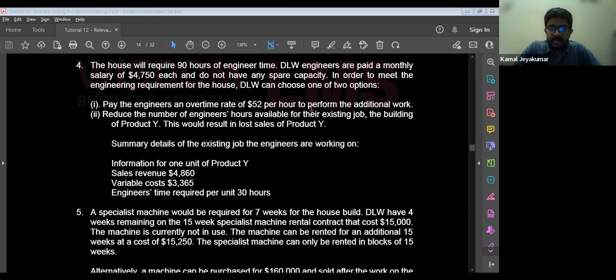If you have 2 options, which option will you choose? The one that costs more or the one that costs less? Obviously the one that costs less, right? So you have to calculate the relevant cost of the two options and then go with the lower cost option. So can you quickly calculate the relevant cost for point number 4?